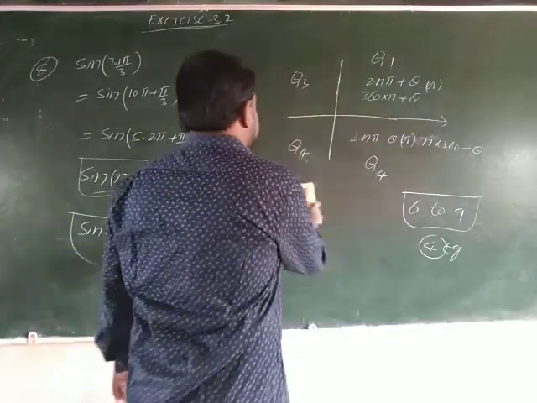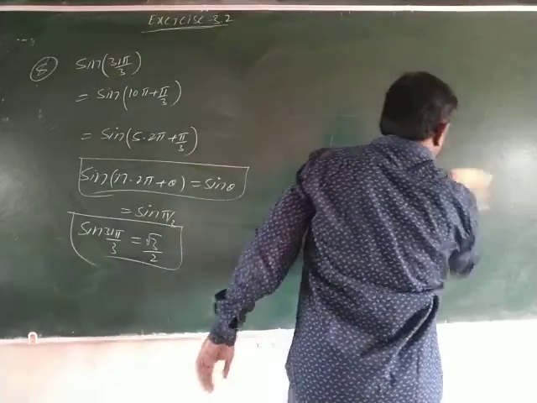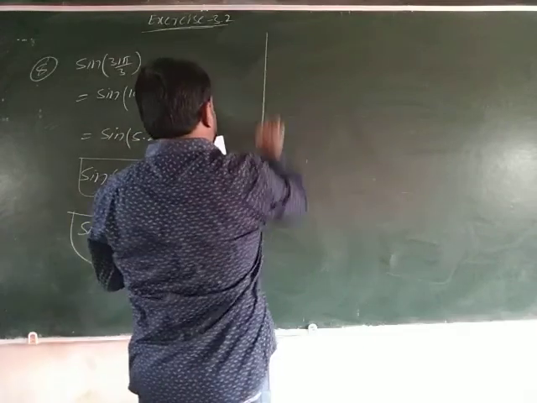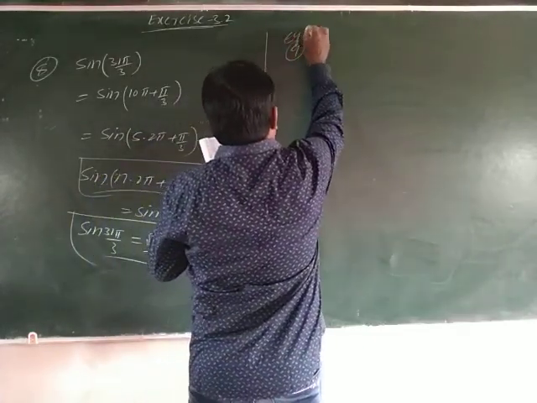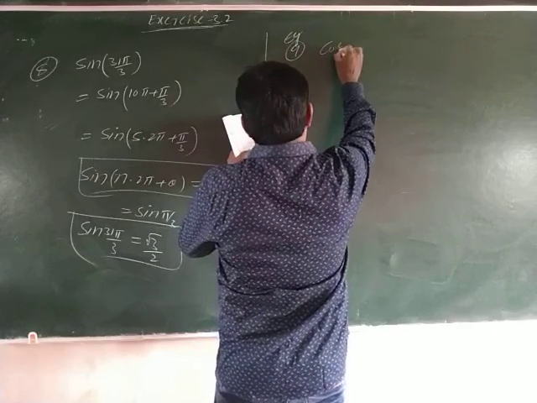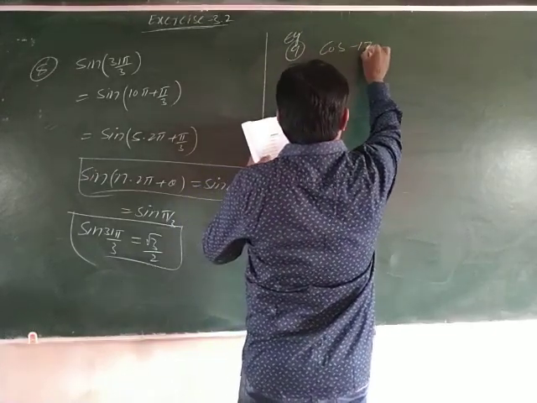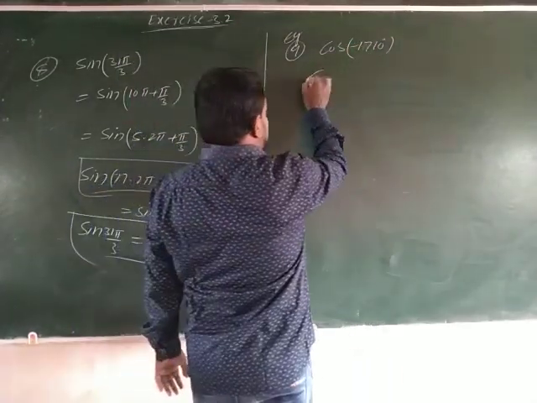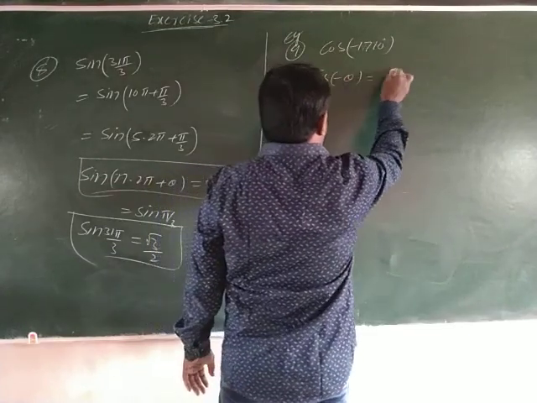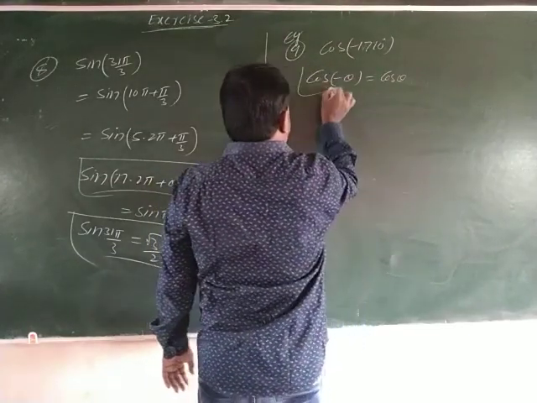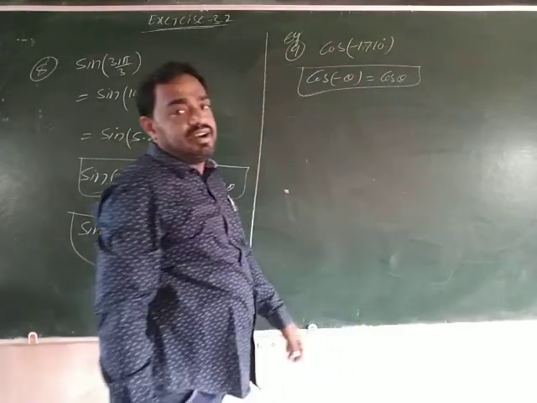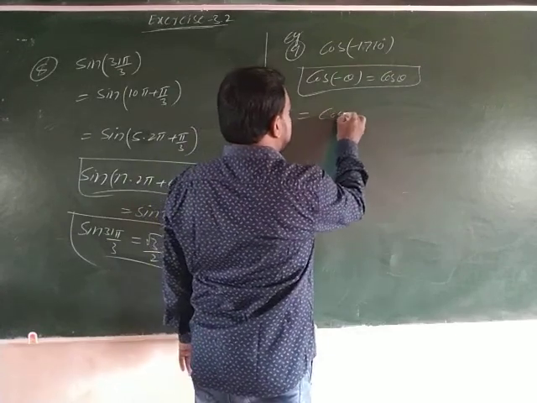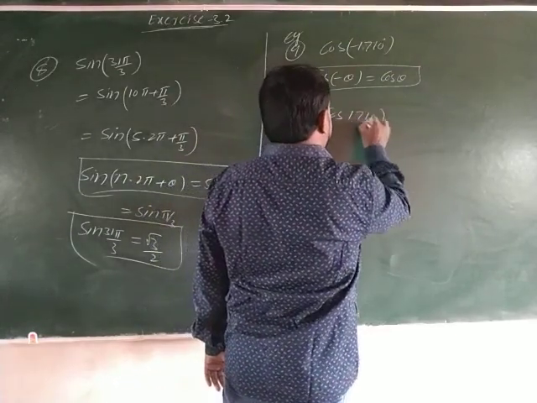Next, the last example, the 9th example. Example number 9. Find the value of cos of minus 1710 degrees. This is the question. So cos of minus theta is equal to plus cos theta only. Minus theta lies in the fourth quadrant, and in the fourth quadrant cos is positive. So plus cos theta only. Therefore this is equal to cos 1710 degrees only.